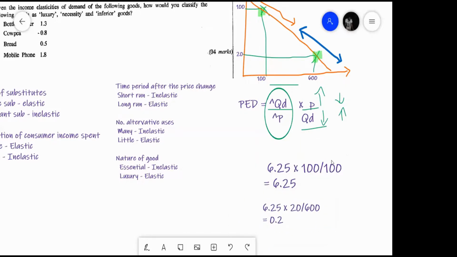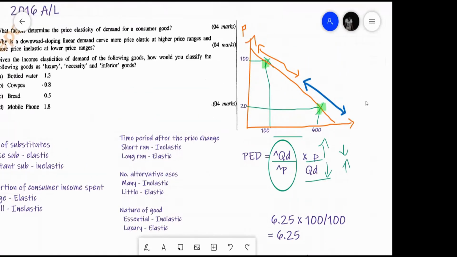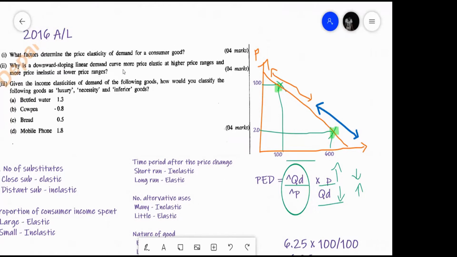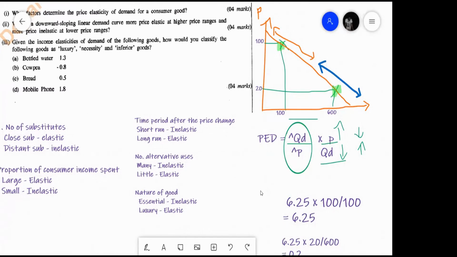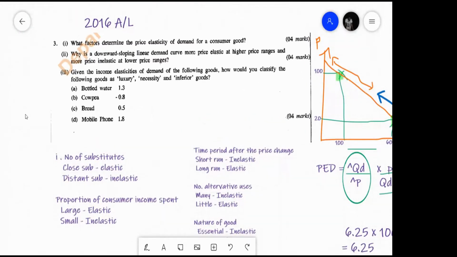So you see earlier at the first point, it's 100 and 100. At the second point, the price has decreased. The numerator has decreased and the denominator has increased. So when the numerator decreases and the denominator increases, overall the value falls. That is the reason why a downward sloping linear demand curve is more elastic at higher price ranges. At lower price ranges, since the price is low and the quantity demanded is high, you have an inelastic value. Hoping that part is fine, hoping you all did that and came to the same answer as well.